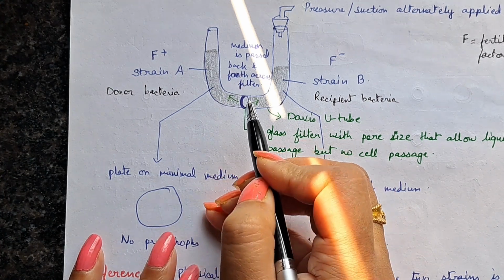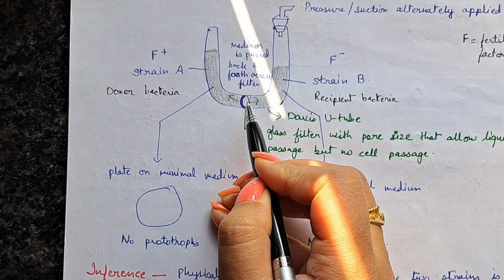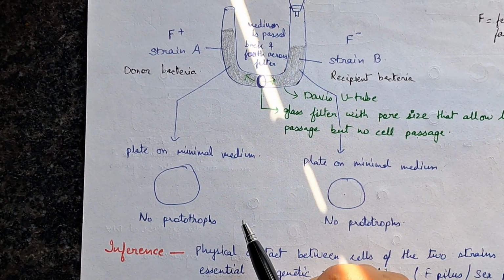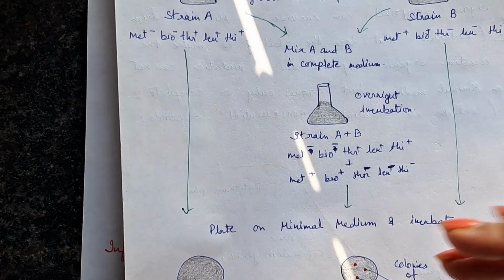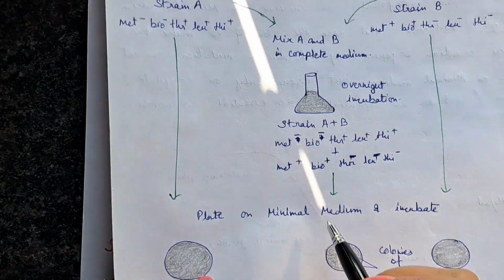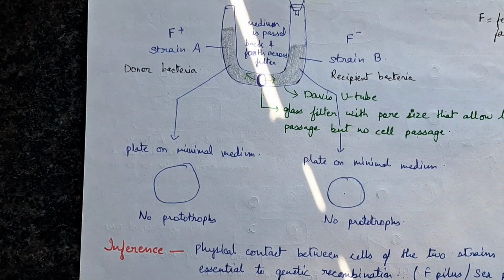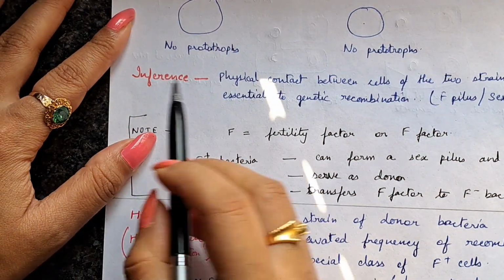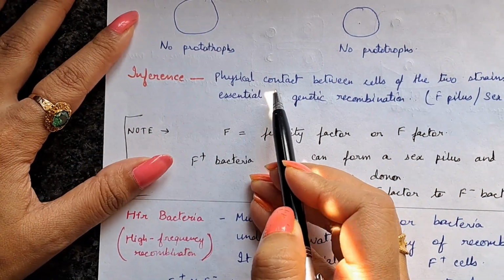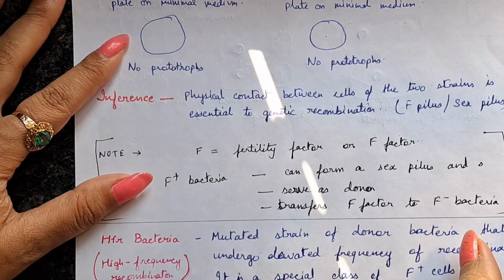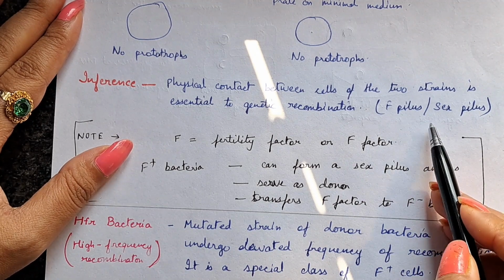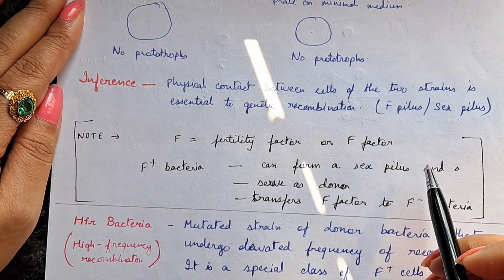Out here, when we are cutting the physical barrier, we are not letting the cells meet. In that case, there is no growth. But if we let them physically touch each other, then growth is there. So the inference that we draw from here is that physical contact between cells of the two strains is essential to genetic recombination, for the production of this F pilus, sex pilus, or the fertility pilus.